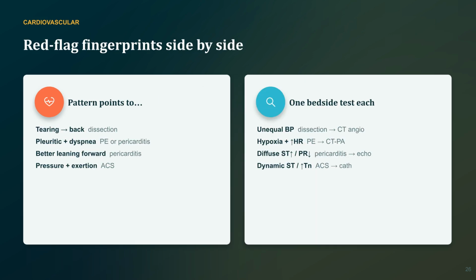When we compare these cardiovascular conditions side by side, specific patterns emerge. A tearing sensation pointing to the back suggests dissection, while pleuritic pain suggests PE or pericarditis. Each condition has a high-yield bedside test that guides our next diagnostic steps.